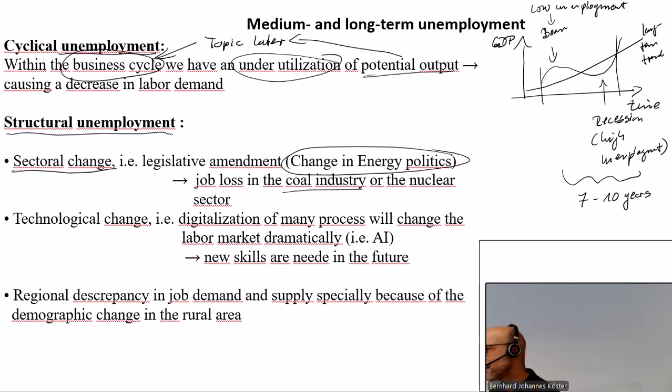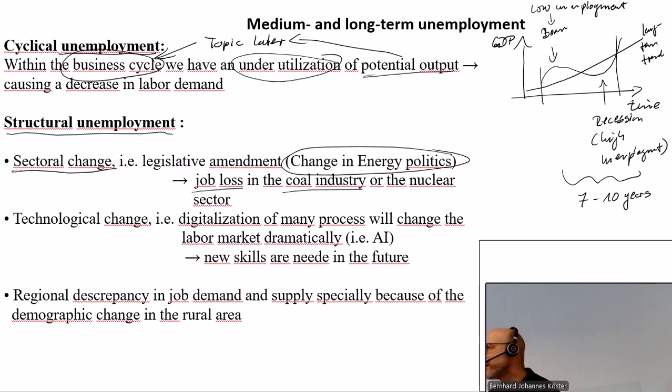We have shut down our nuclear power plants last year, and it is planned to shut down the coal-fired power plants roughly within the midst of the 2030s. So there, of course, we have a loss of jobs.